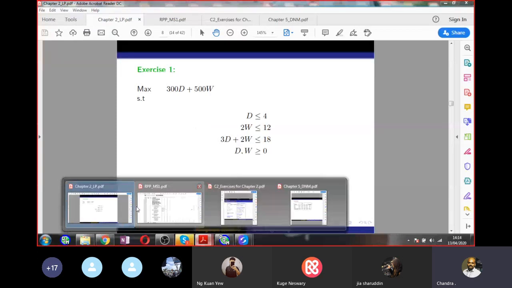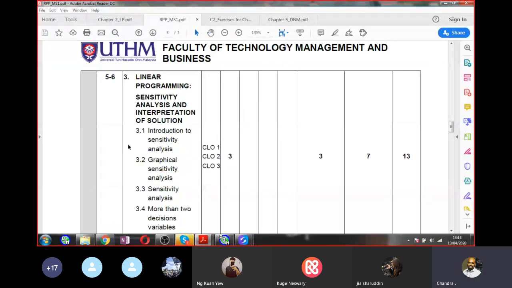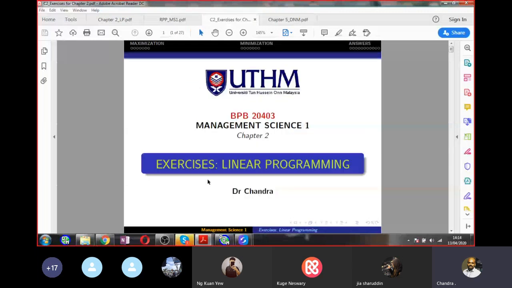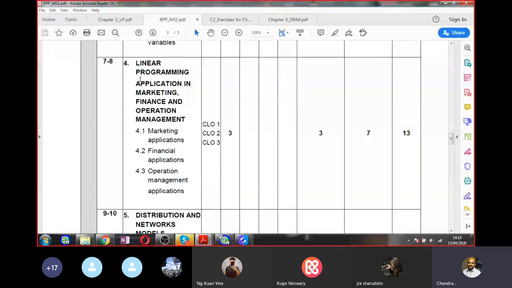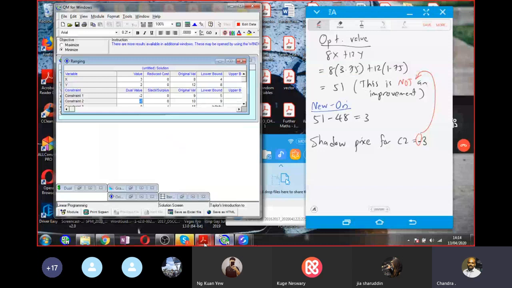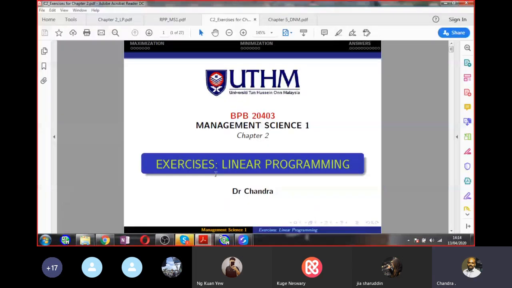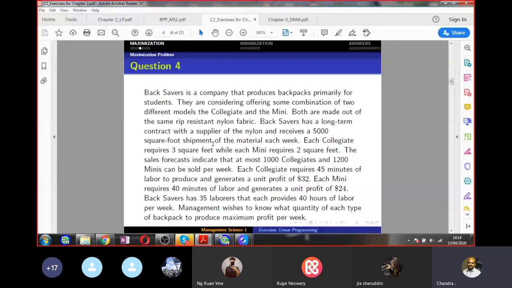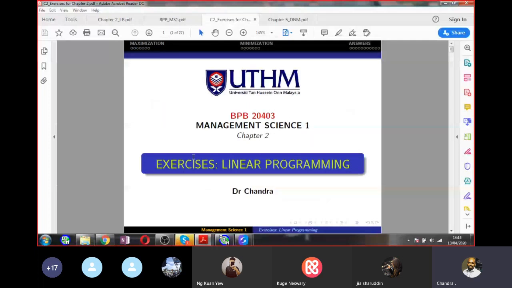Chapter 4 is actually, you guys still remember this one, this slide? I sent you earlier, exercise. So chapter 4 is actually application in marketing, finance and operation management. I'm asking you to do linear programming model in real life situation, something like this. This is your chapter 4. This exercise here, when you do, you are doing chapter 4 actually. You're practicing in a real life situation.